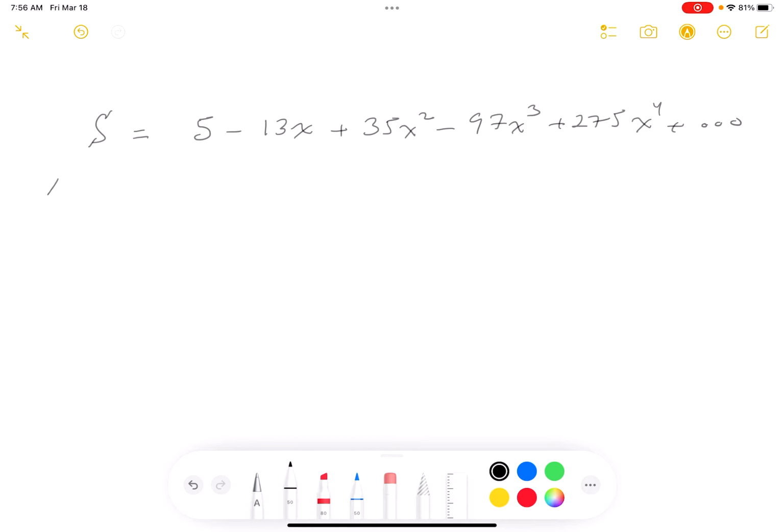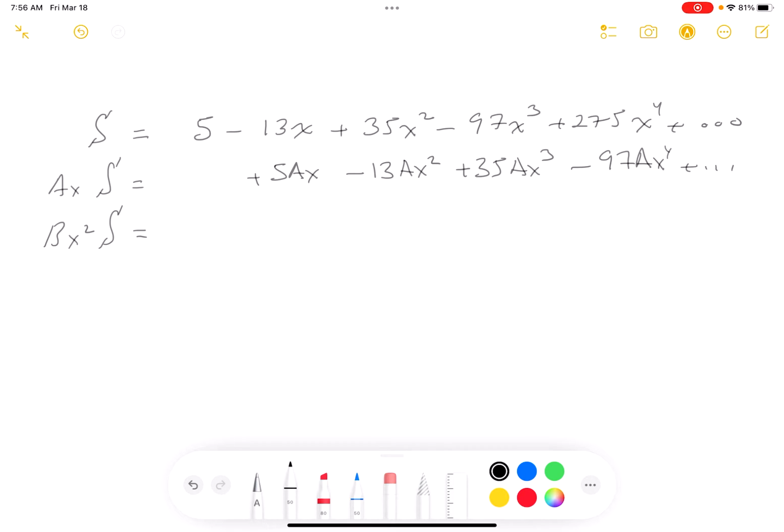I'm going to multiply S by AX, and I'm going to multiply S by BX squared, second order. Let's see what you get. You're going to get plus 5AX minus 13AX squared plus 35AX cubed minus 97AX^4 plus yada, yada, yada.